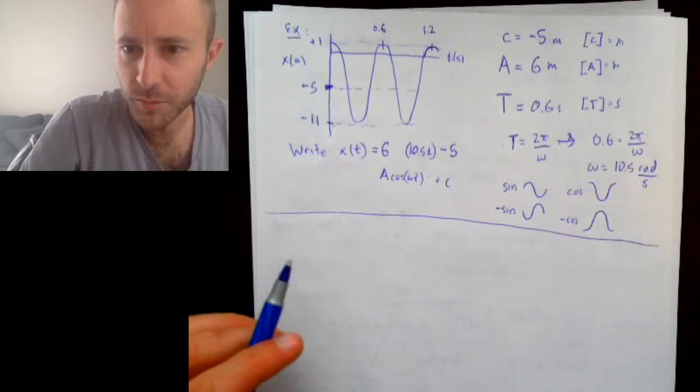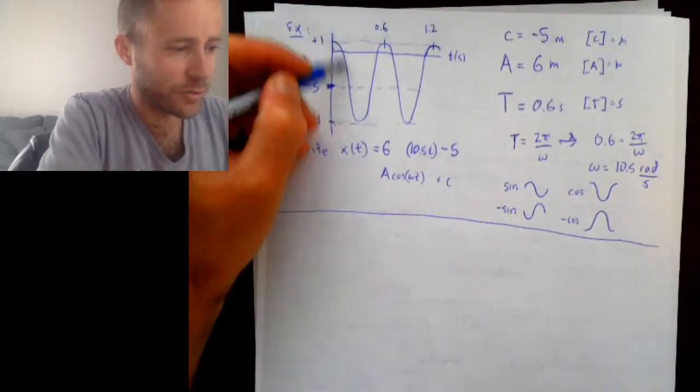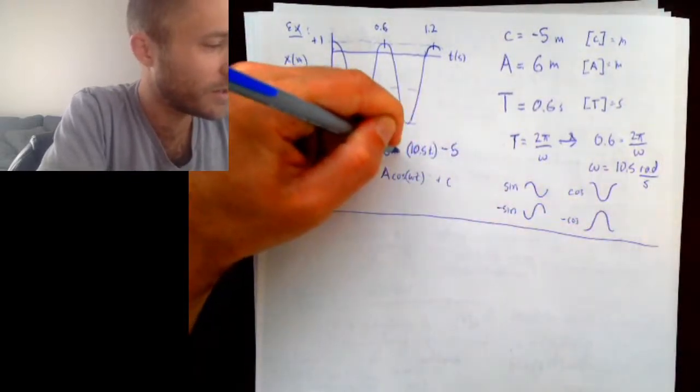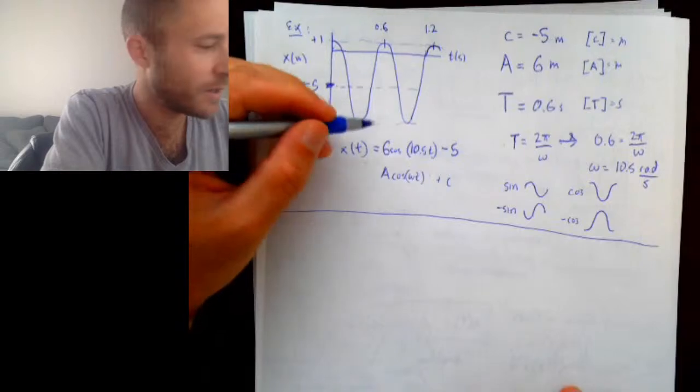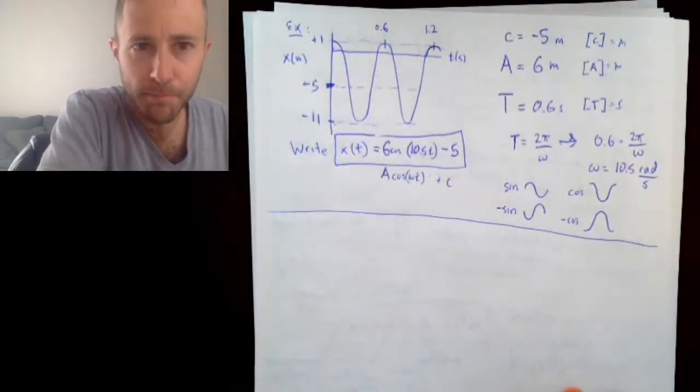Oh, now everyone responded. So it's cosine, yeah. Because this starts out high and goes down from there, that is cosine. So cosine is our trig function, and this would be the answer for the position as a function of time.